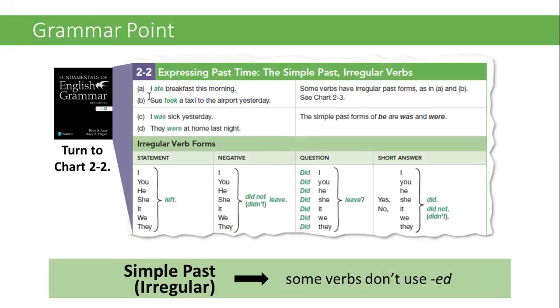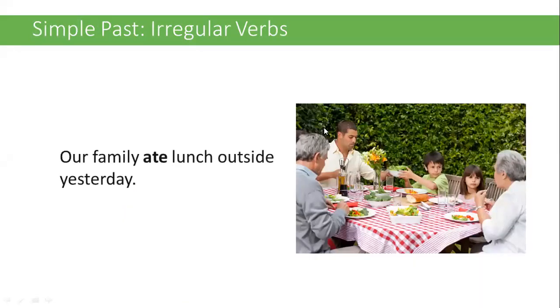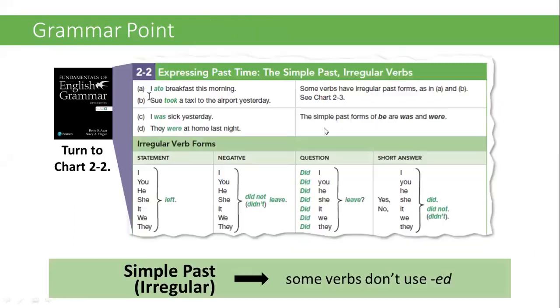Now, okay, so as I told you earlier, in simple past, there is regular verb and irregular verb, okay? So now, this one, it's about irregular verb. Now, some verbs have irregular form, okay? So, for example, I ate breakfast this morning. So, this one, ate. What is the verb base of ate? Iya, eat. Okay, very good.